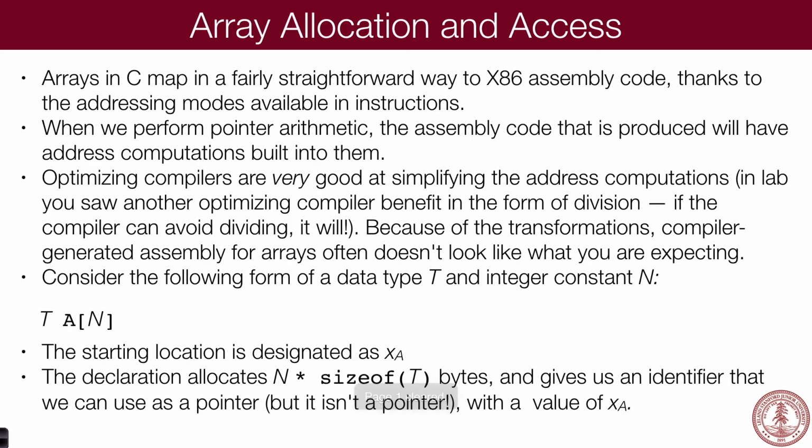Okay, so here's how arrays work. We're going to declare an array, and to do that, we know about this, right? We have a type, some number of elements that are going to be in the array, and some name. So it's type, then name, then bracket, and then that. That declares n times the size of t bytes, contiguous, and it does that generally on the stack, actually, as it turns out. And it gives us some identifier that we can use as a pointer.